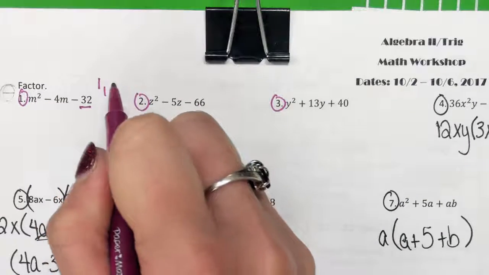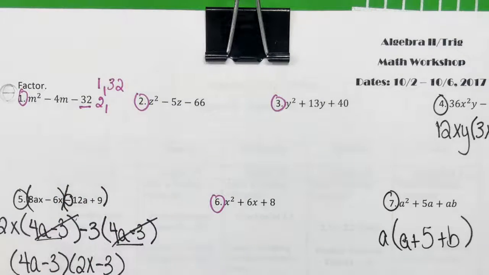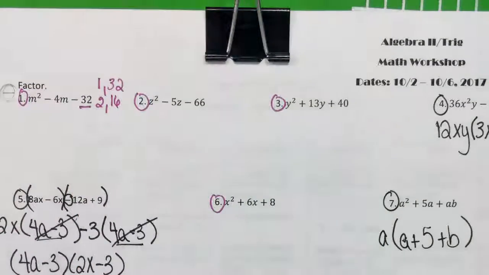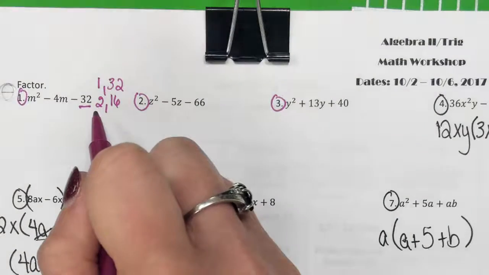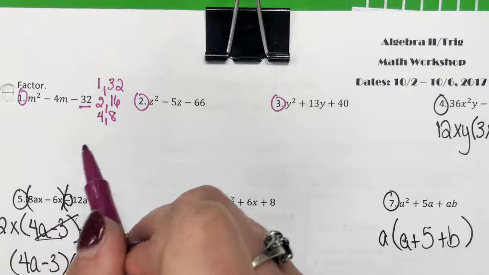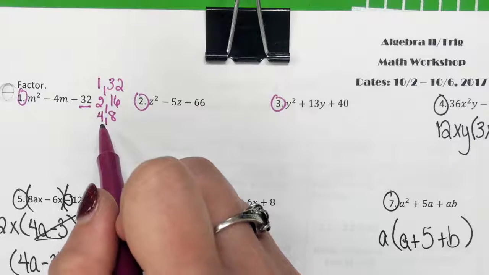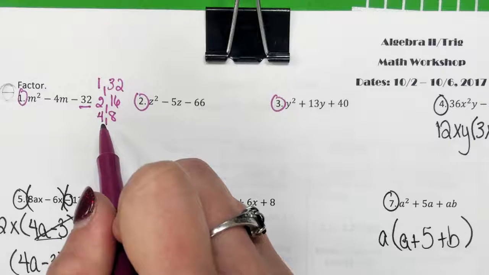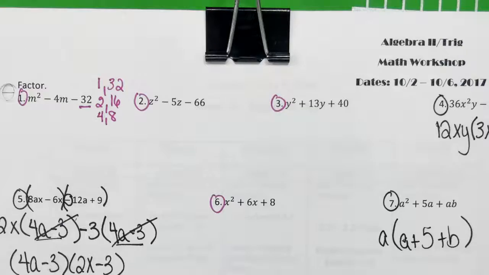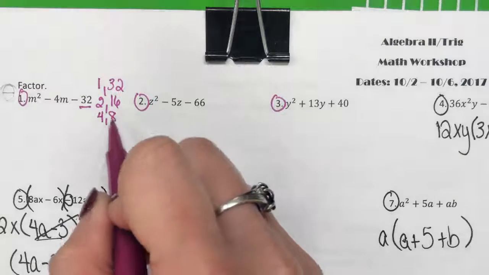So let's see. 1 times what is 32? 32. 2 times what is 32? 16. What about 3? Does 3 go into it? No? What about 4? 4 times 8. What about 5? Does 5 go into it? Alright, what about 6? You got calculators. 32 divided by 6. See if it goes. 7. Does 7 go? No, and we already got 8, right?